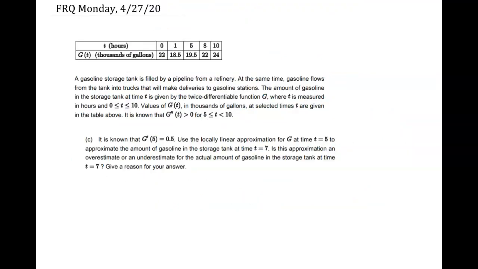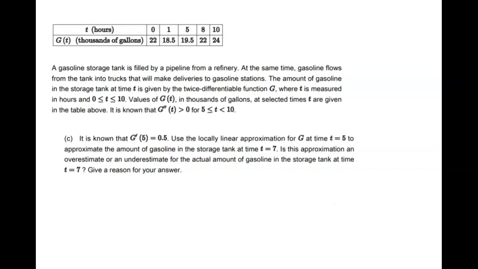Part C. We know that g prime of 5 is 0.5, so apparently we'll use that somewhere. We use the locally linear approximation for g at time t equals 5. We want to approximate how much is in the storage tank at t equals 7. And then we'll talk about whether it's an overestimate or an underestimate. Okay, so basically we're looking at accumulation. So g of 7 will be approximately equal to g of 5 plus the integral of g prime of t from 5 to 7.